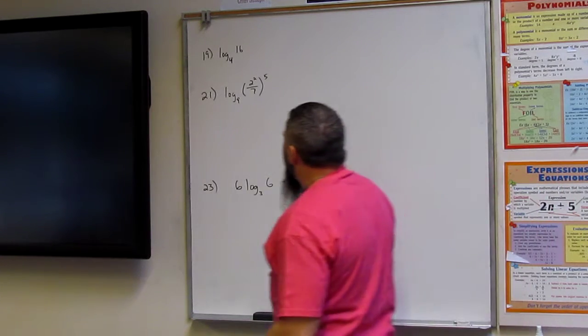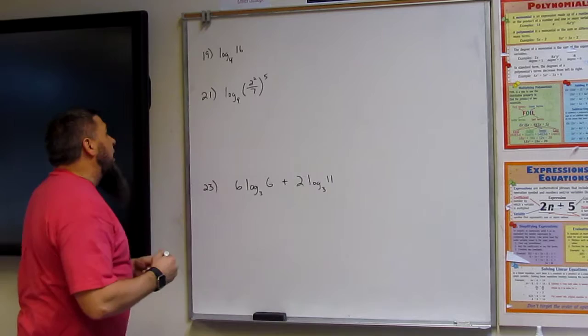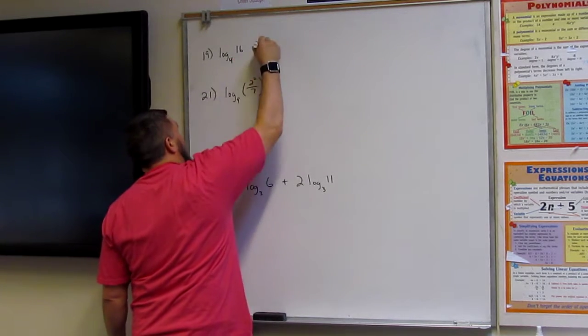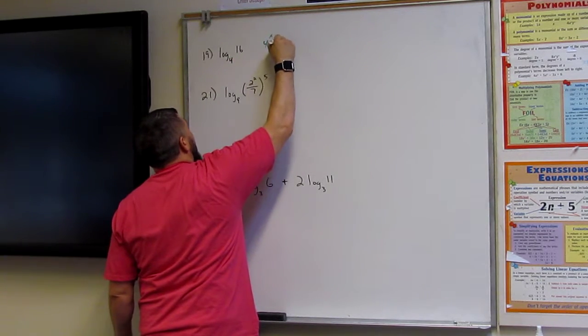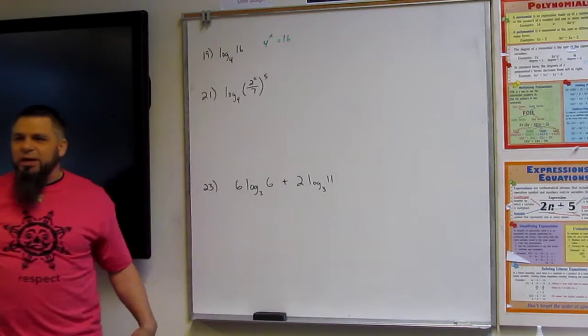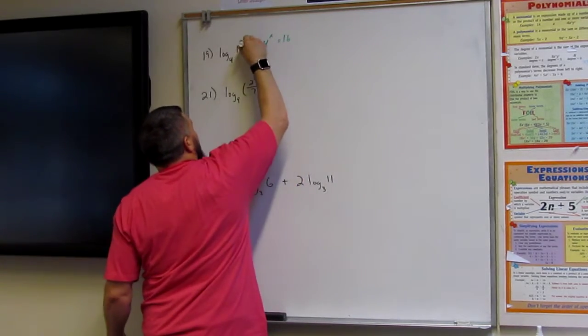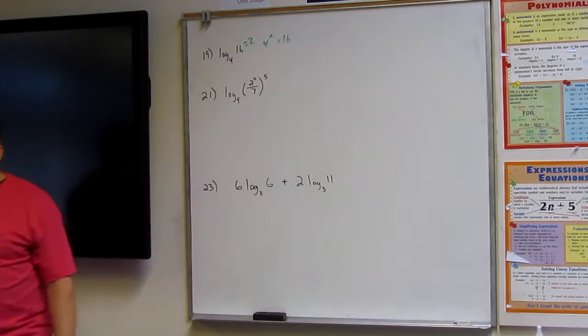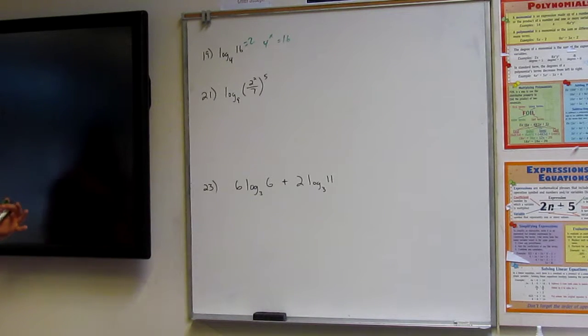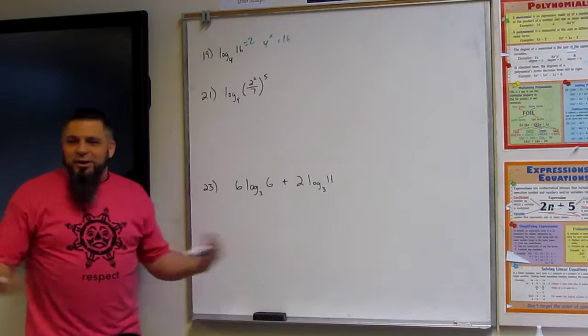So easy. Okay? Alright, so 4 to some power, I don't know what, equals 16. Well, 4 squared, right? That's easy. So this equals 2. It's done. It's that simple. I mean, it's not hard.